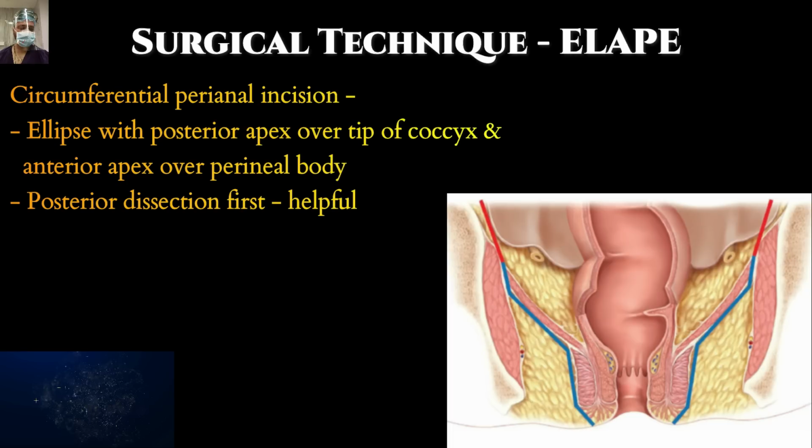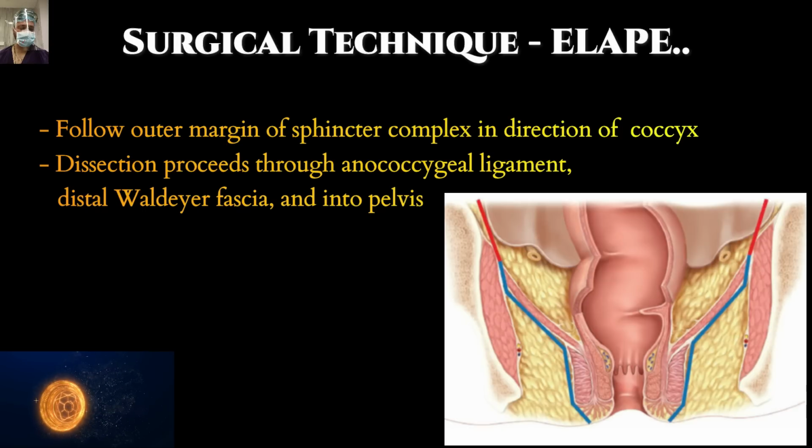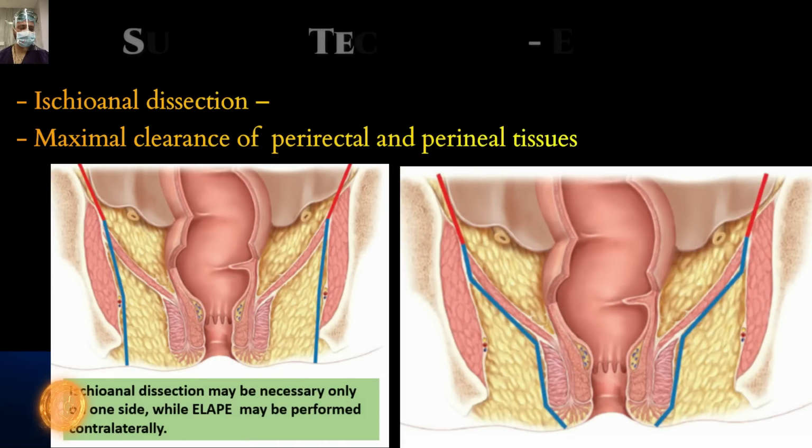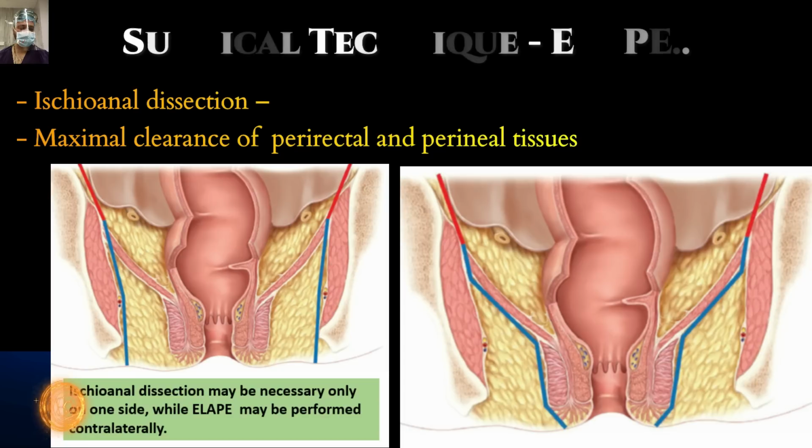So the advantage is that when the tumor is close to the pelvic floor or the levators, there is a higher chance of achieving a negative circumferential resection margin, as depicted in the blue line in this picture. When we are dissecting from below, we follow the margin of the external sphincter complex in the direction of the coccyx posteriorly, and then dissection proceeds through the anococcygeal ligament and distal Waldeyer's fascia into the pelvis. Ischioanal dissection we have already covered before also.